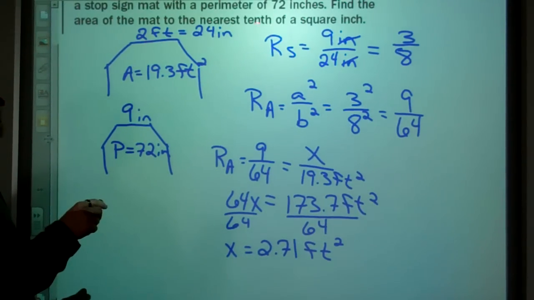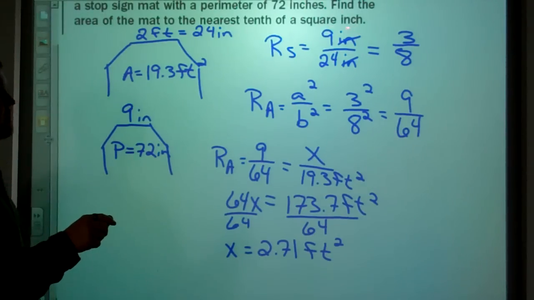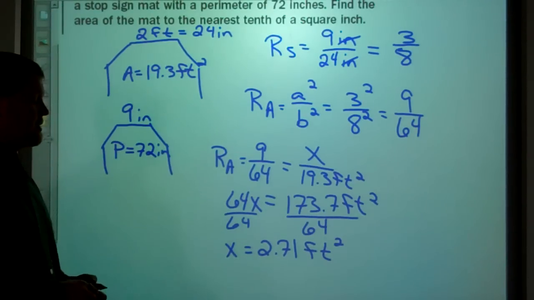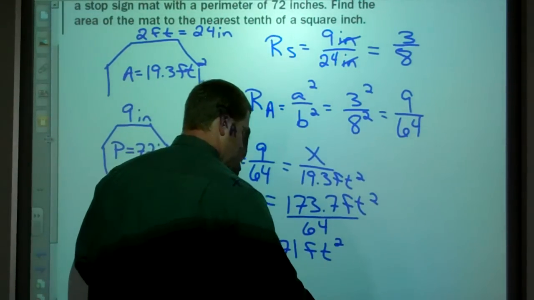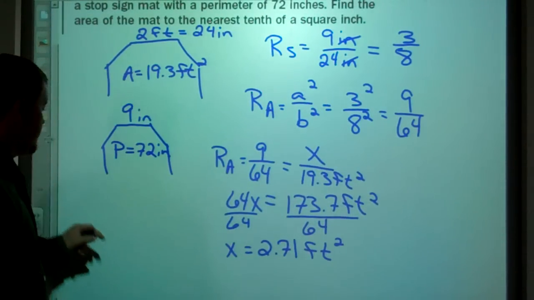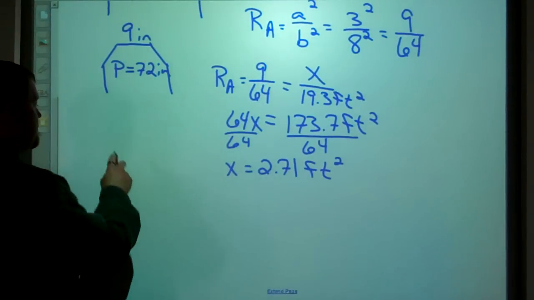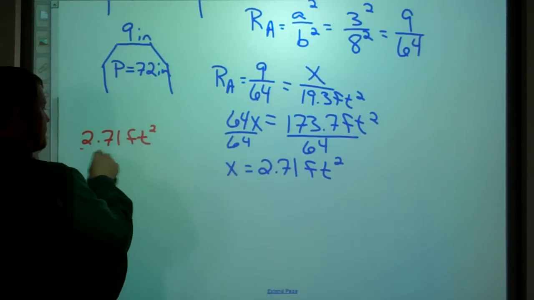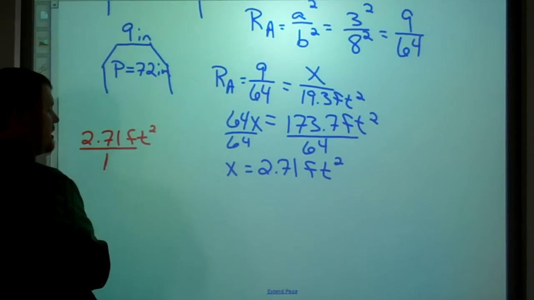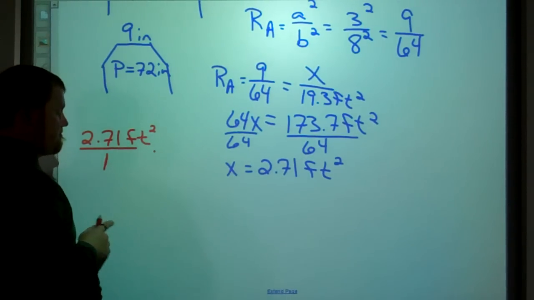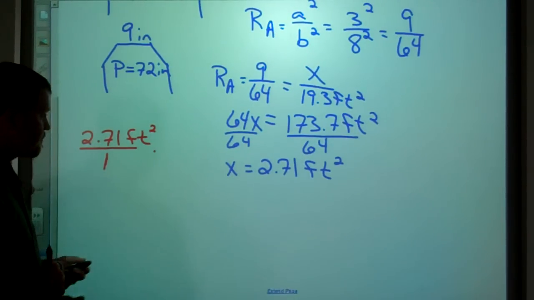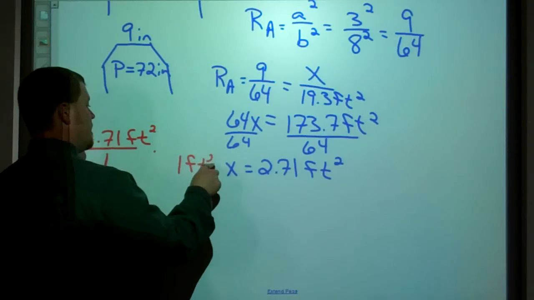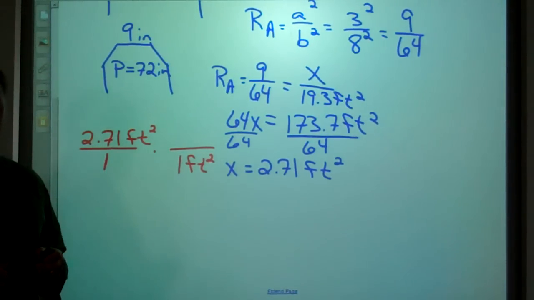They want it in nearest tenth of a square inch. So we want to change it to square inches. Okay, we're going to do a little bit more work yet, because that's square feet. We need square inches. So, we got 2.71 feet squared. Right, that is a fraction that's over 1. Times. Think about this. 1 foot squared is the same as how many inches squared?